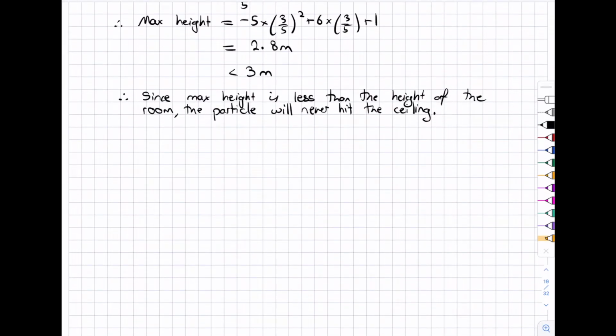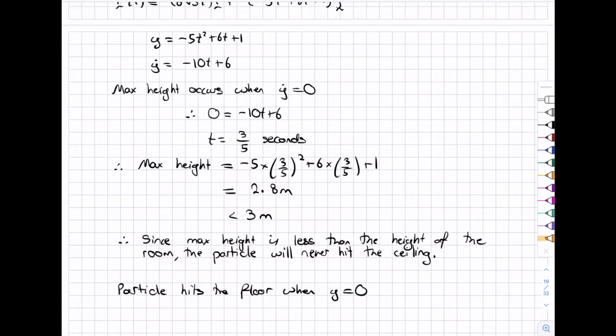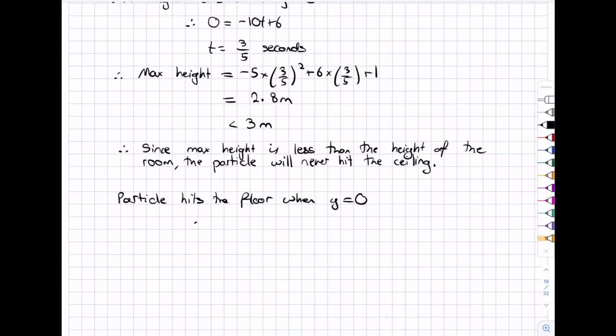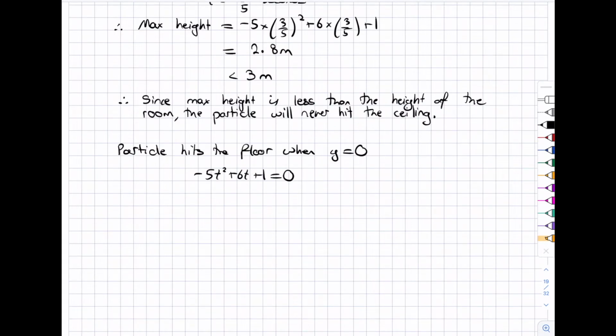So I can start off by saying the particle lands, or particle hits the floor, when y is equal to 0. And so I have to solve this equal to 0 now. So we've got minus 5t squared plus 6t plus 1 is equal to 0. This is just a quadratic, so I'm going to just hit it with the quadratic equation. I can't see a nice factorization here. So t equals.